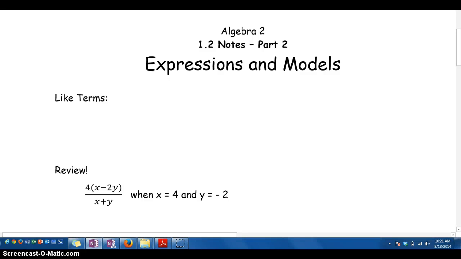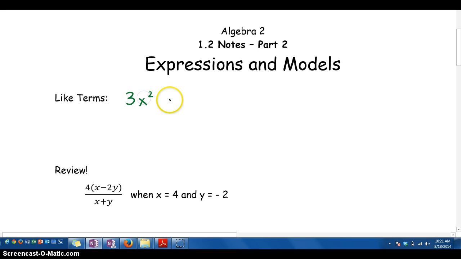In today's lesson, we're going to be talking about expressions and models. This is day 2 of this lesson, where our focus will be on like terms and word problem situations. Alright, so let's talk about what is a like term. Are you ready? Like terms are something like this.